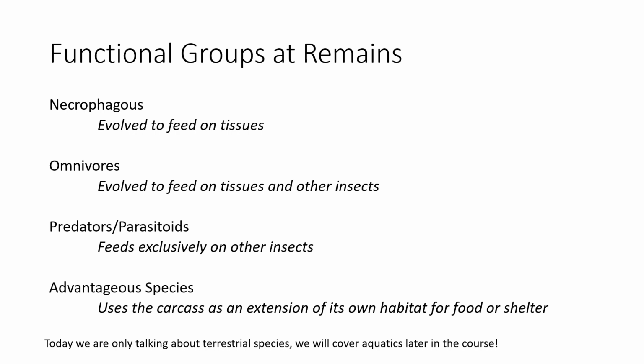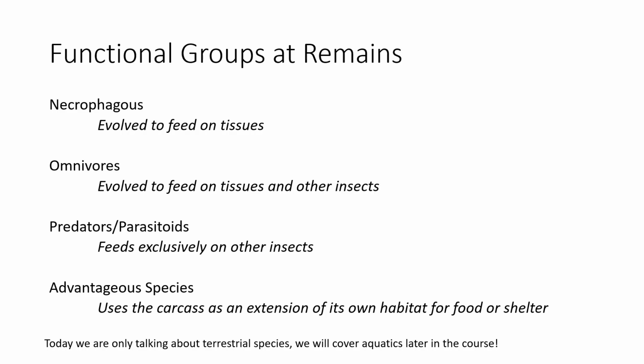And then we're going to see something called advantageous species. So these have nothing really to do with the carcass itself. They're more there as a coincidence, but they're going to use the carcass as an extension of their environment. So they could potentially feed on the remains, or they can use it as shelter. They're not really attracted to the carcass. They're just kind of in the general vicinity. So again, these are going to be our major groups.